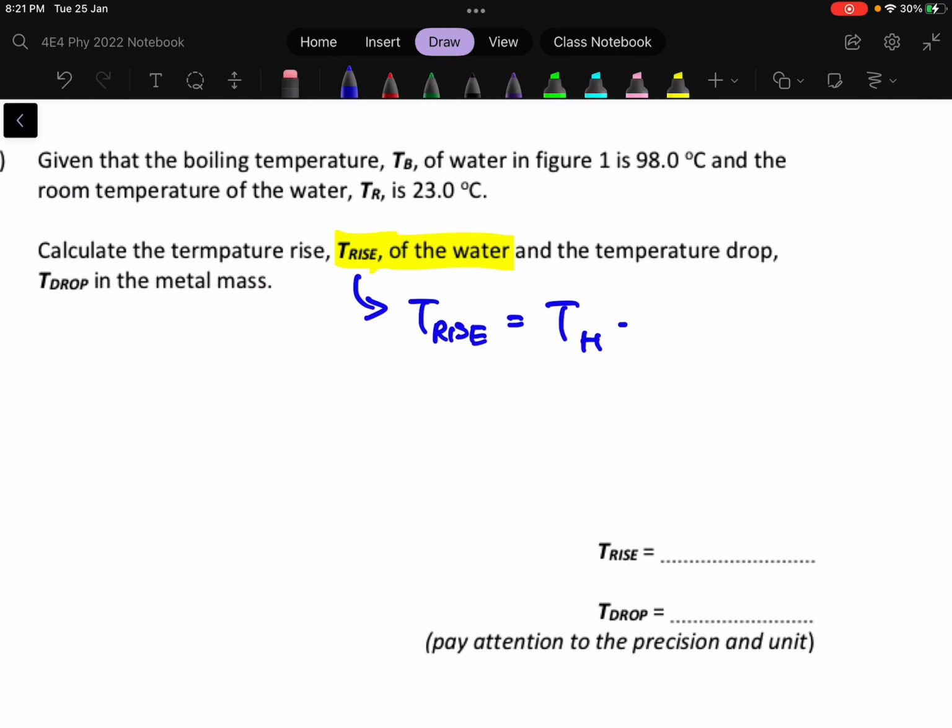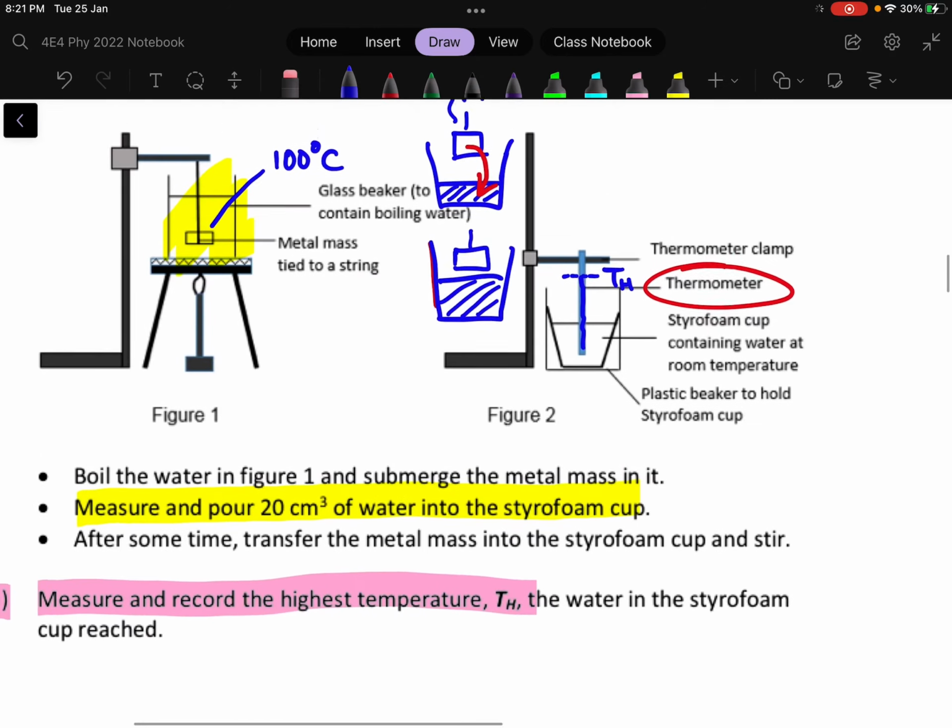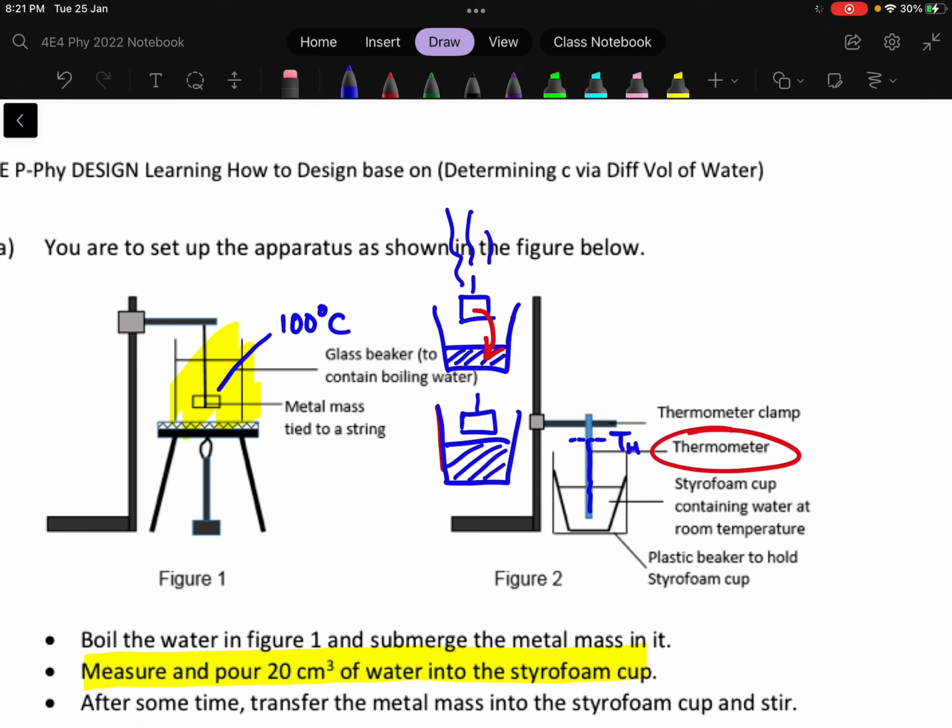So I know that temperature rise will be the highest temperature minus my room temperature water, and then my temperature drop. When I put a hot metal into the room temperature water, of course my hot metal is going to cool down, right? So I will have a temperature drop. Now if you ask me what is the temperature of this hot metal, well, since this metal comes from boiling water and it must have achieved thermal equilibrium while in the boiling water, the hot metal initially is at 100 degrees C, right?